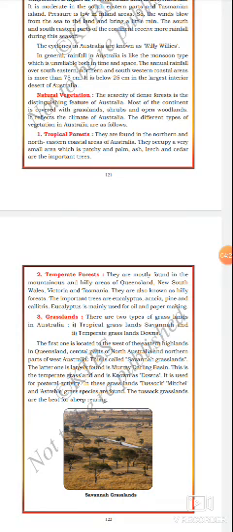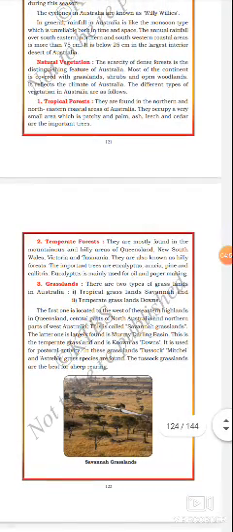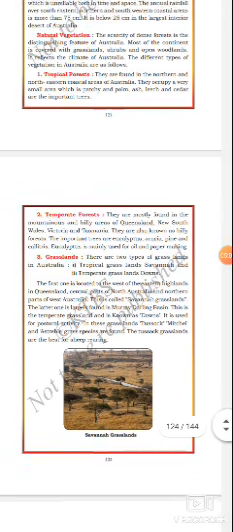In general, rainfall in Australia is of the monsoon type, which is unreliable both in time and space. The annual rainfall over the southeastern, northern, and southwestern coastal areas is more than 75 centimeters. It is below 25 centimeters in the largest interior desert of Australia.